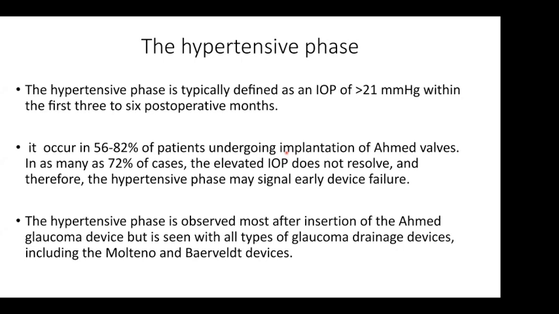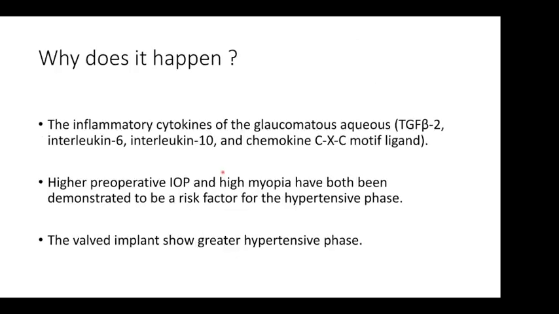And it develops in a lot of patients, up to 82% of patients. Sometimes it is persistent and the pressure will keep elevated, and then we will get early failure of the implant, so we need to be aware of that. The hypertensive phase is more common with the Ahmed valve because the Ahmed valve is working from the first moment, and then the aqueous is playing a role in this hypertensive phase. But again, it could develop with all implants, with the Baerveldt, with Molteno, everything. And why does it happen? Why does the pressure go up?